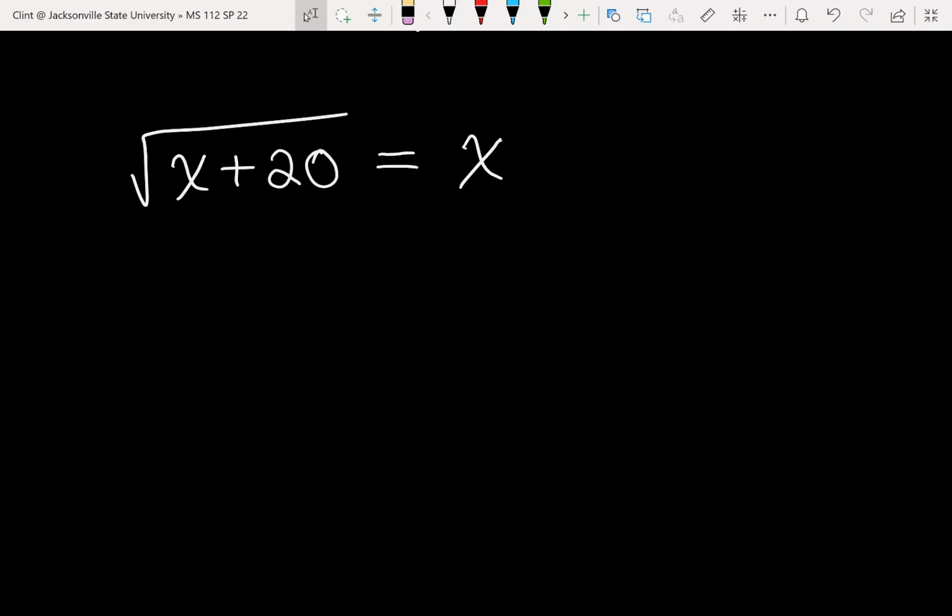This one's a little different. We've got square root of x plus 20 equals x. So a little different because we don't have a number on the other side. We've got a variable. We use the same strategy to start off with. We got to get rid of that radical so we can get our variable out from underneath it. So the square root, we'll square both sides.